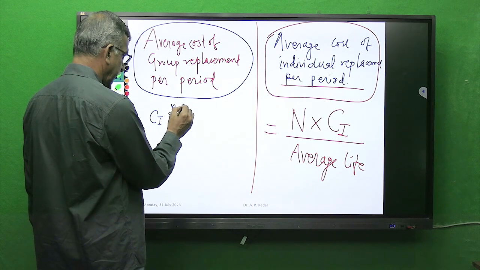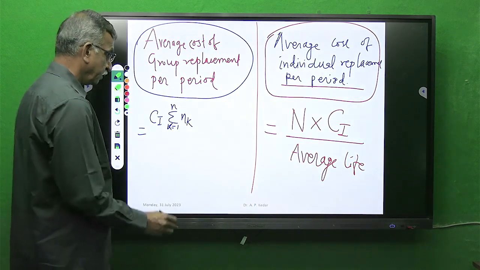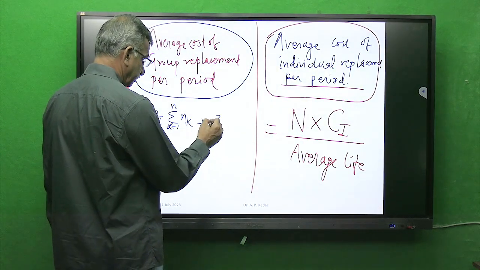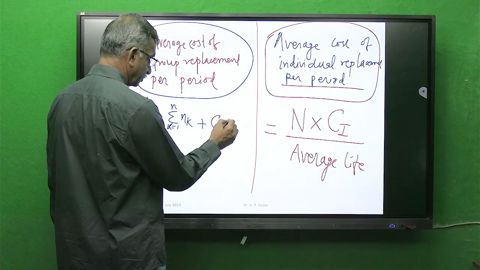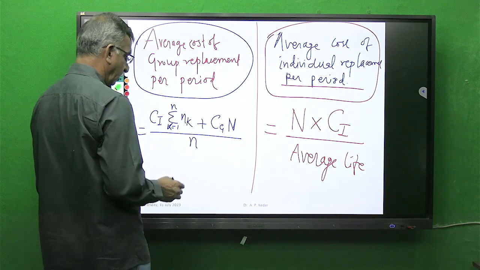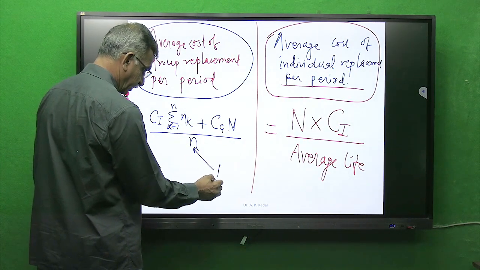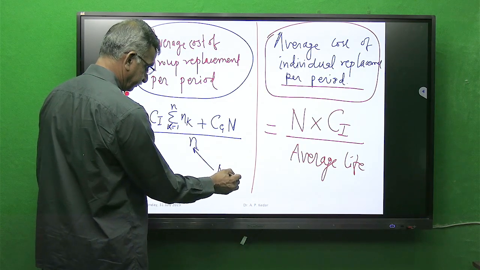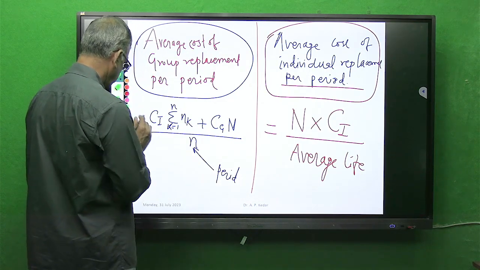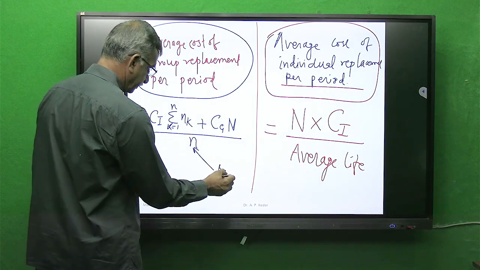into summation k ranging from 1 to n, nk for the respective period, plus Cg into n, upon n, or we can write k. So its unit is per period.